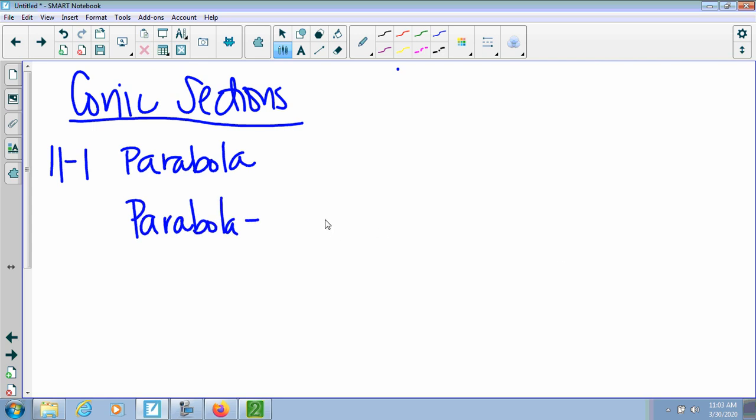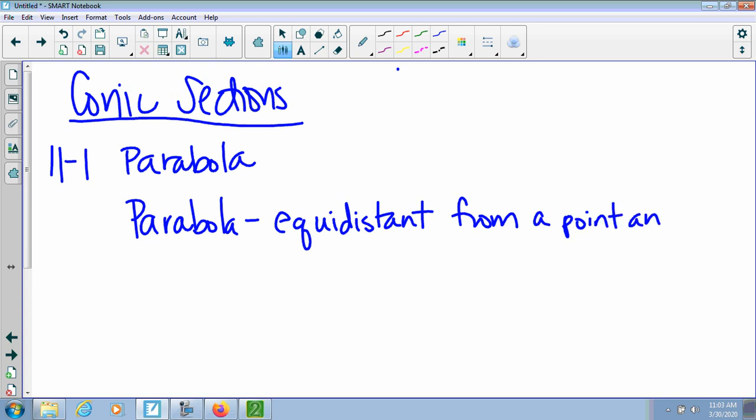A parabola is a group of points that are equidistant from a single point and a line. Okay, so that single point is going to be our focus, that's what it's called, and we'll talk about that in a minute. And our single line is going to be called the directrix.